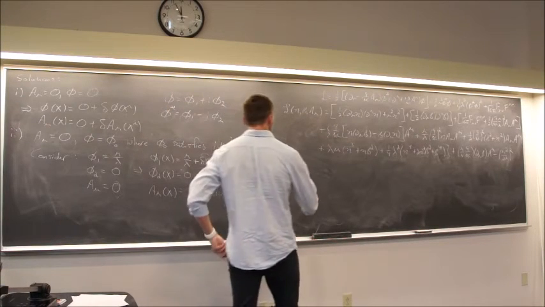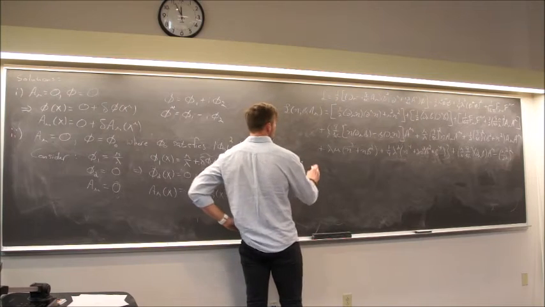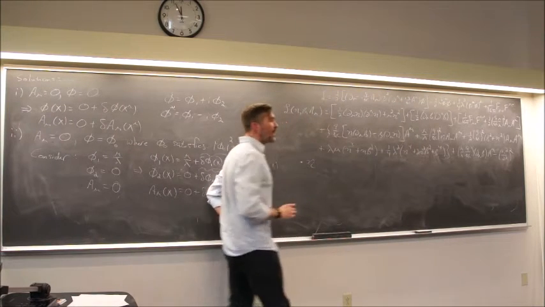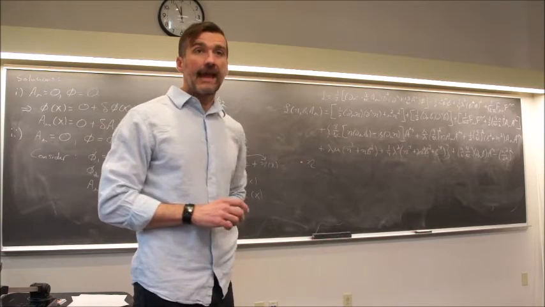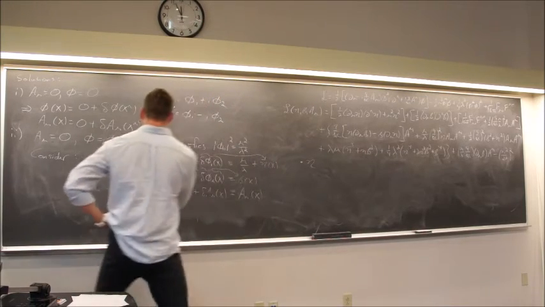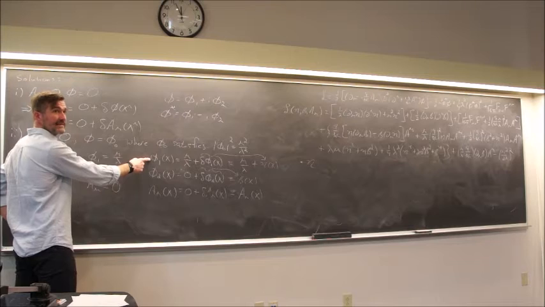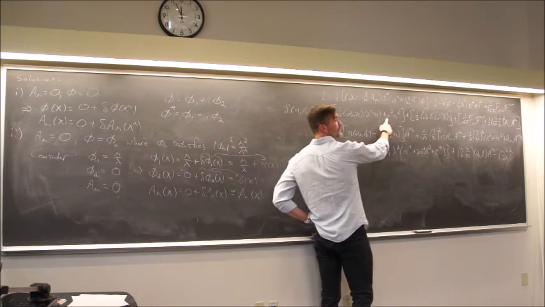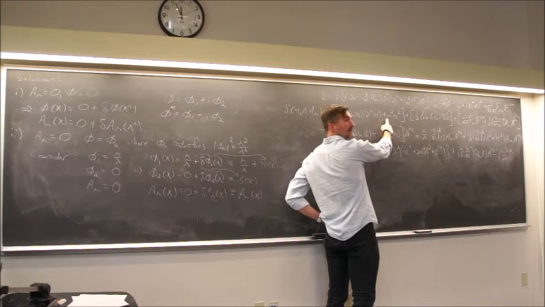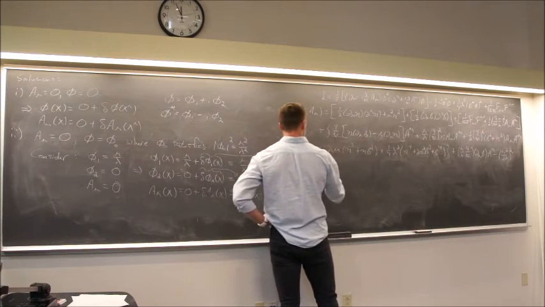Let's talk about what this describes. Eta is what kind of field? Scalar. It's a scalar field. It's a fluctuation of a real scalar. So it's a scalar, but it has the correct mass.